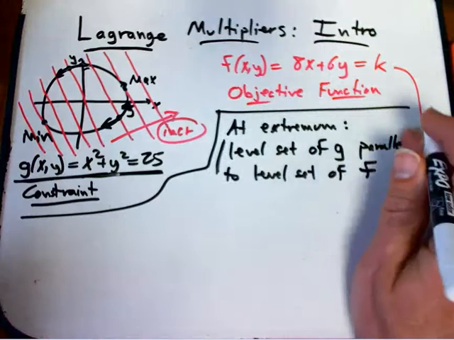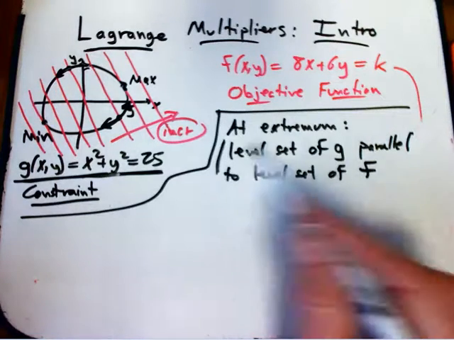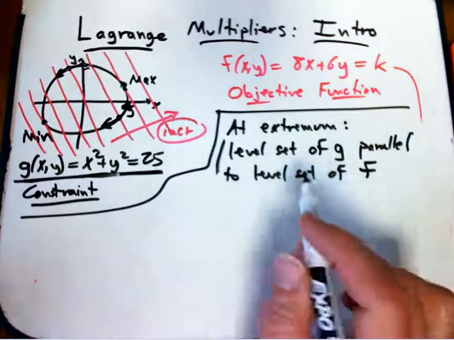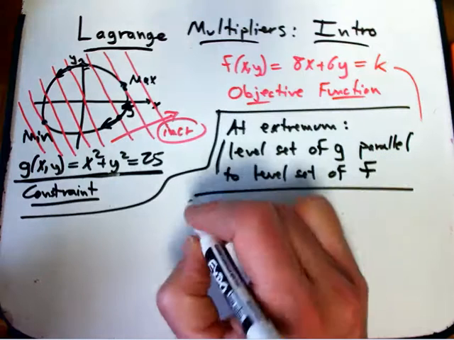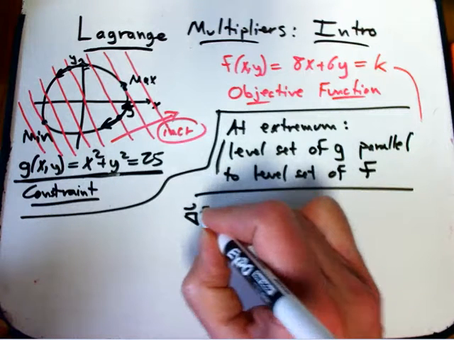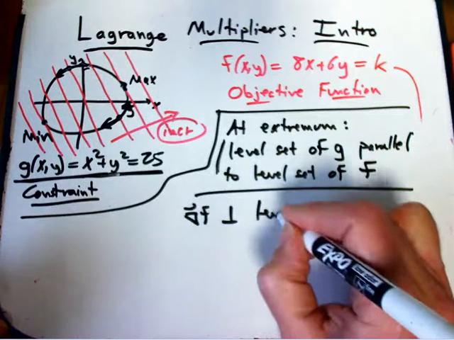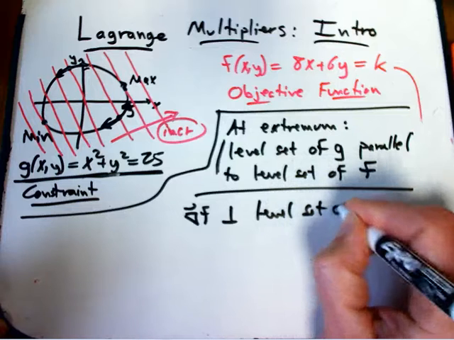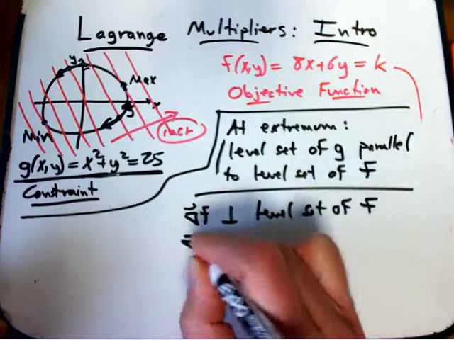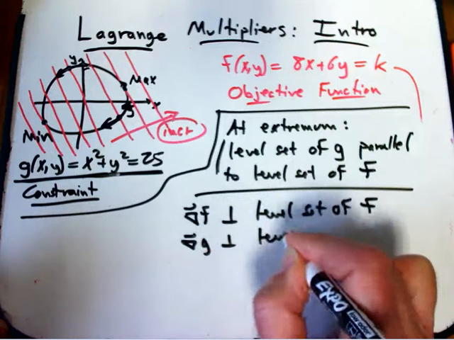Okay, well, but what's another way to talk about level sets of a function? The gradient is a really good tool. Okay, so the next observation is that the gradient of f is orthogonal to the level set of f, and same thing for g.